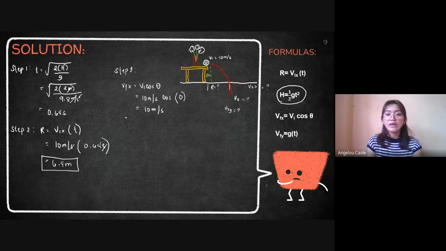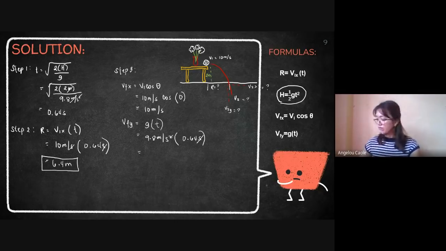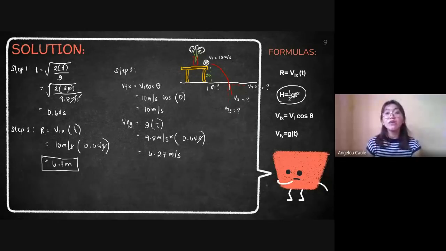For the vfy, we have g times t. So 9.8 meters per second squared times the computed time, which is 0.64 seconds. We cancel seconds to seconds. So 9.8 times 0.64 is equal to 6.27 meters per second.